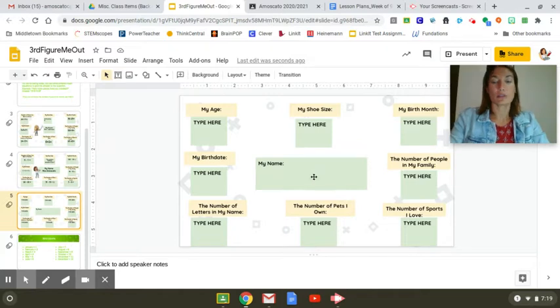Of course, put your name, the number of people in your family, the number of letters in your name. You can do your first or last name or them combined, whatever you would like, the number of pets you own, and the number of sports you love. If you don't like sports, feel free to edit that category and make your own.